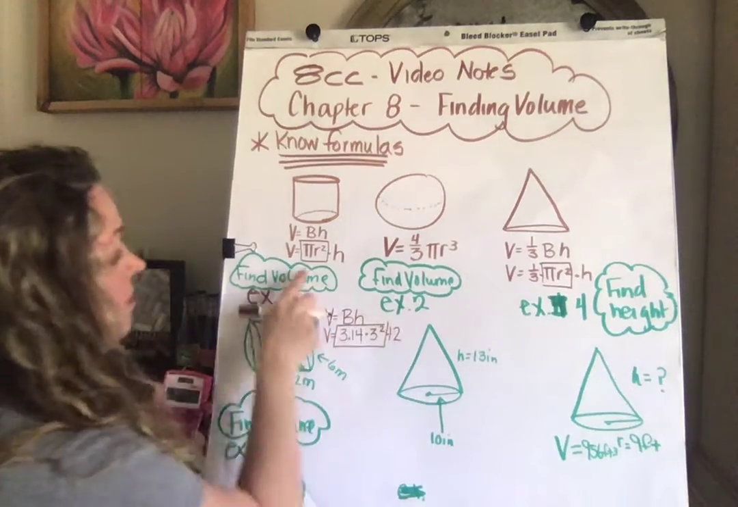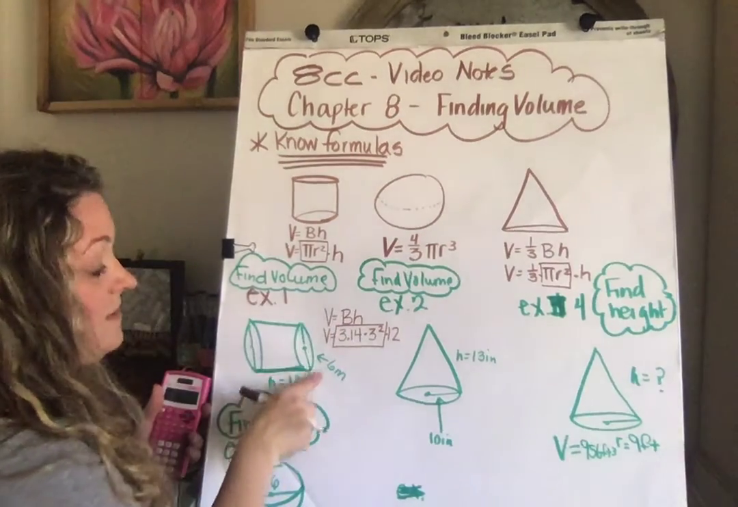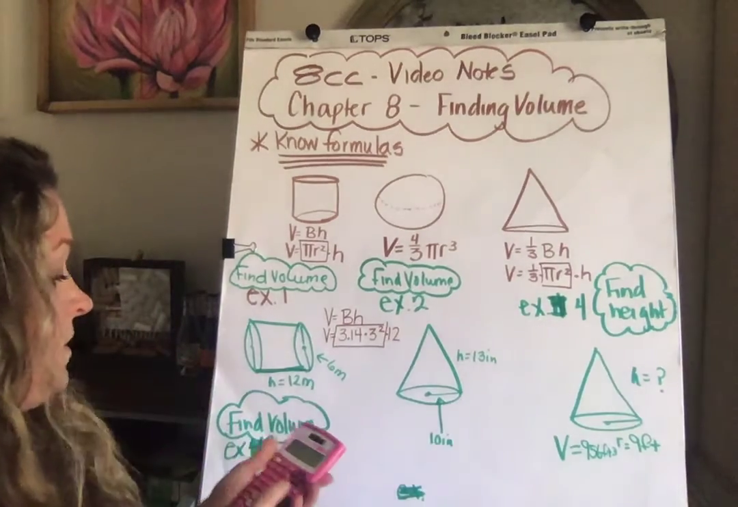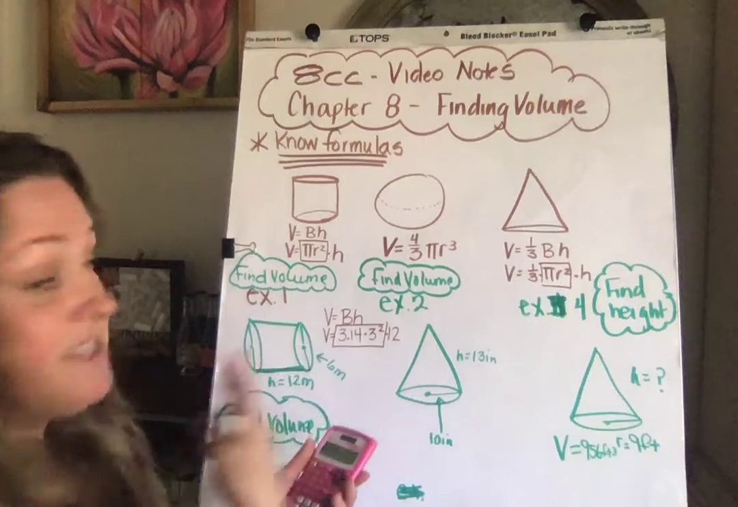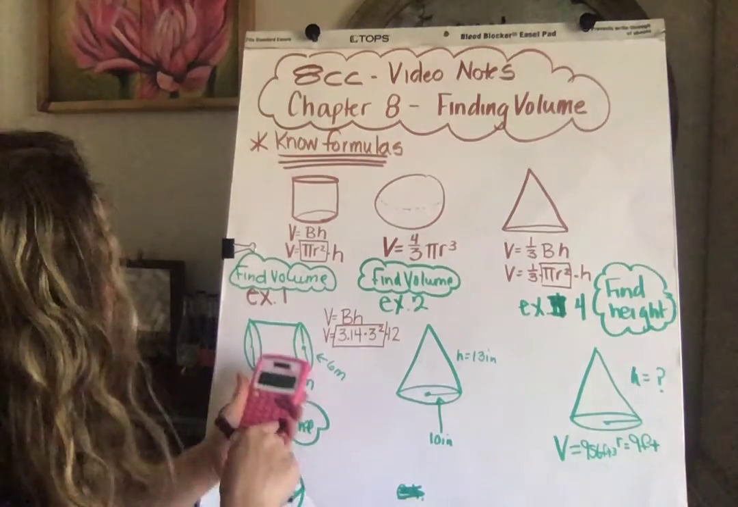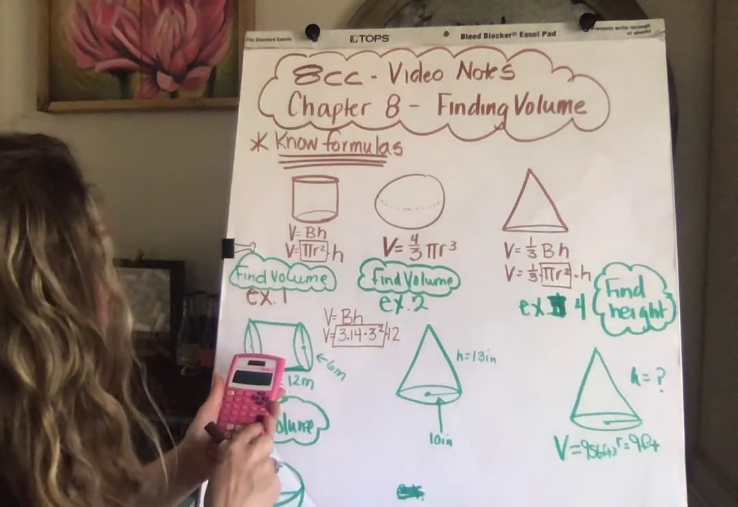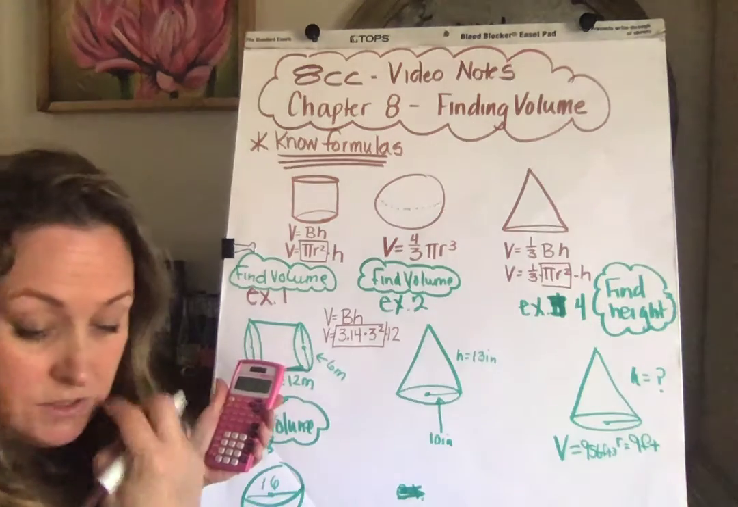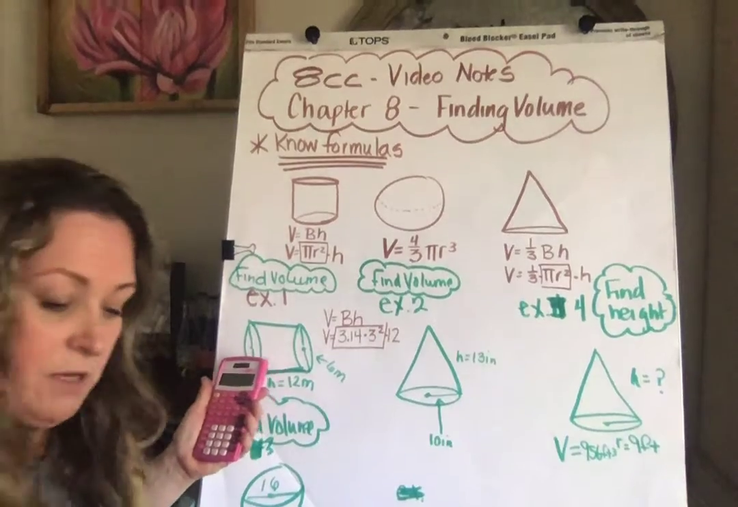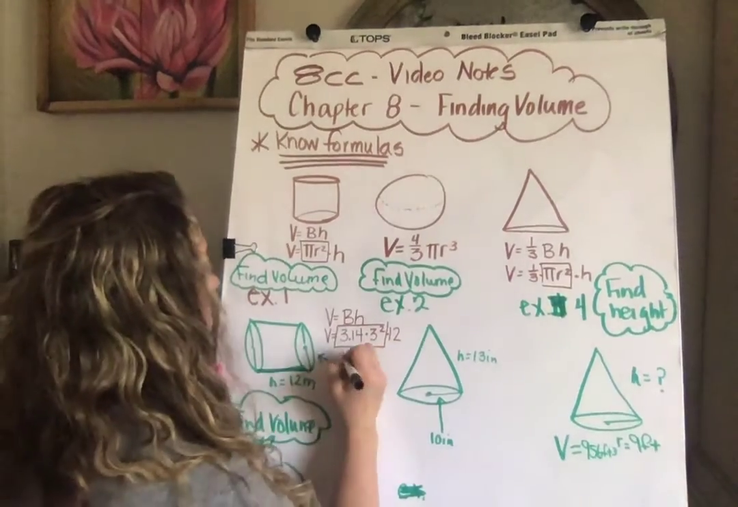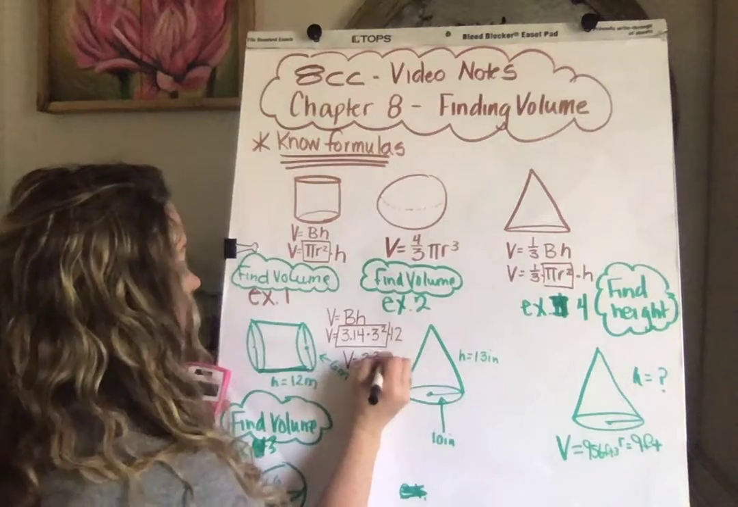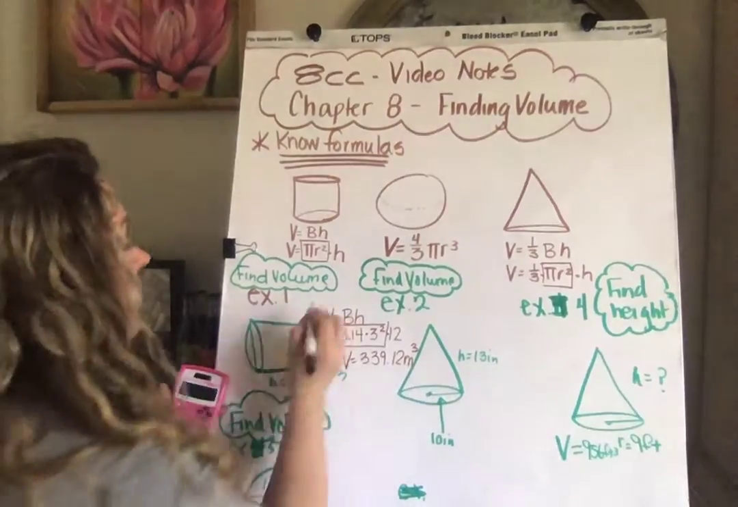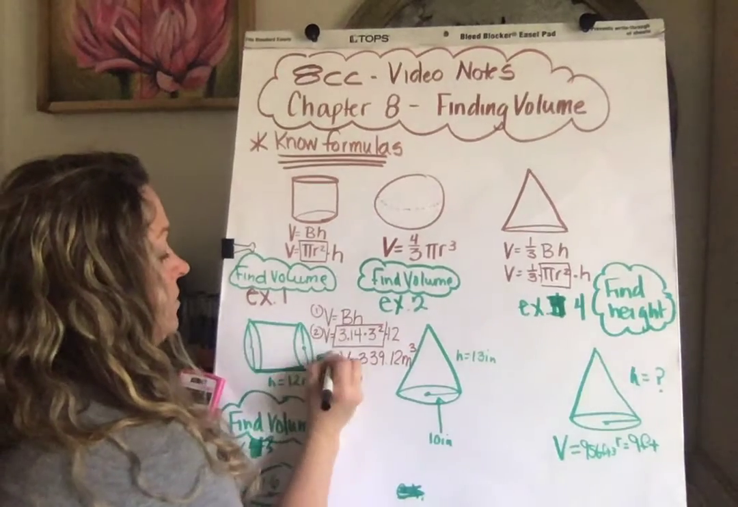This part right here is pi r squared. They gave me 6, which is the diameter that goes all the way across. So the radius is 3, because half of 6 is 3. So now I'm going to type in my calculator, 3.14 times 3 times 3 times 12. And I'm going to get an answer of, I'm going to check to make sure, 339.12 meters cubed. So formula, substitute, solve.